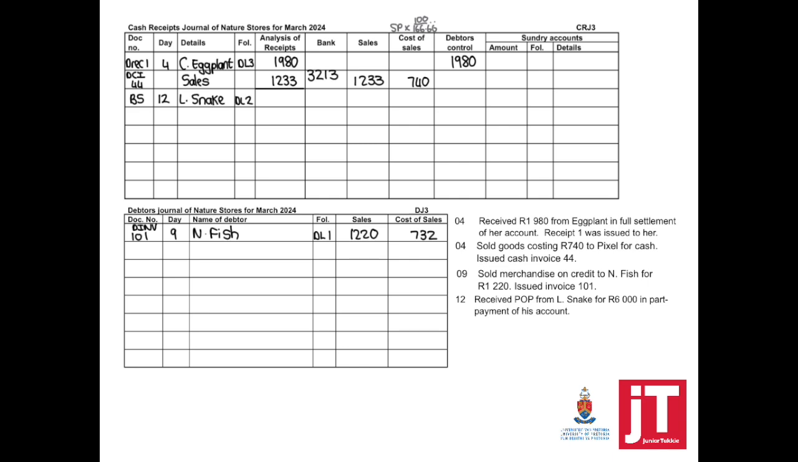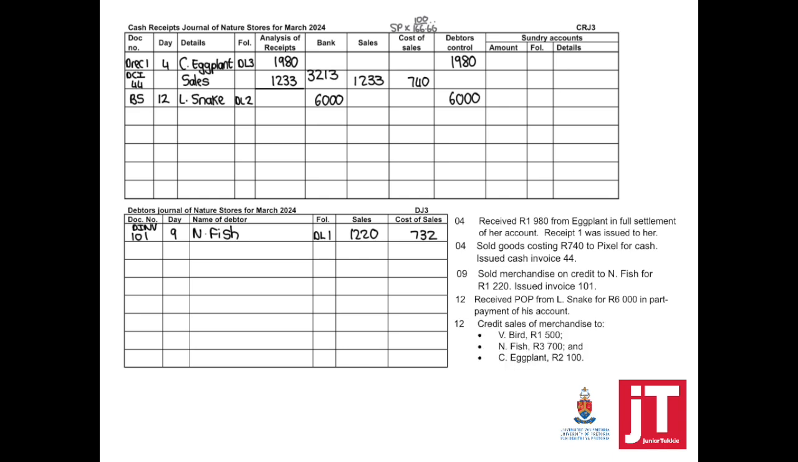L Snake. This must be taken to his individual account in the debtors ledger. How much did we receive? It goes directly in bank, no analysis of receipts. For what reason? That is because he is a debtor. This, just to illustrate, is an example where we take it to the individual's account and we take it to the control account. And that's why the debtors list should be the same as the debtors control.